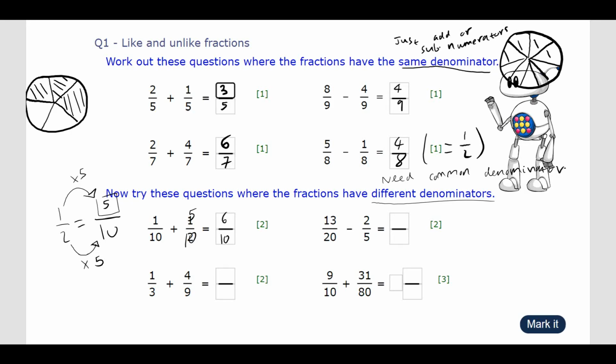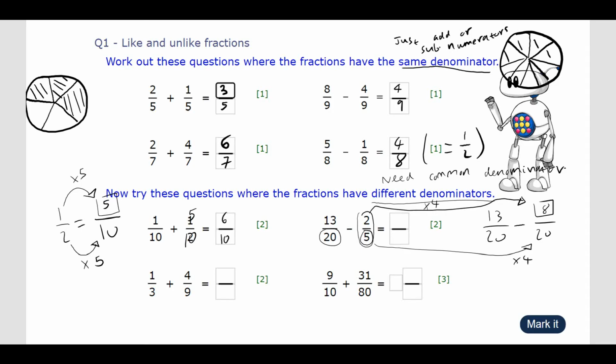The second one, we have a denominator of 20 and a denominator of 5. We need to find the lowest common multiple of 20 and 5 to give us the common denominator. That's basically the smallest number which is in the 20 times tables and in the 5. So we can see that would be 20. So we really have 13/20 take away something over 20. Now, the fraction that we began with was 2/5. Now, to get 20, I need to times 5 by 4. And to get the number on the top, I need to times the 2 by the same amount. Well, 2 times 4 is 8.